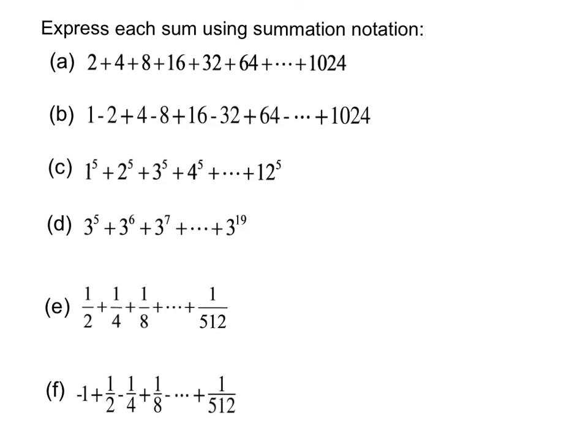Okay, now we go in reverse. I give you a sum written out, and you have to write it in summation notation. And so what you have to do is look for a pattern. So the pattern for part A is that this is 2 to the first, 2 to the second, 2 to the third, 2 to the fourth, all the way to 2 to the 10th. So this one is going to be 2 to the k power, k starting at 1 and ending at 10.